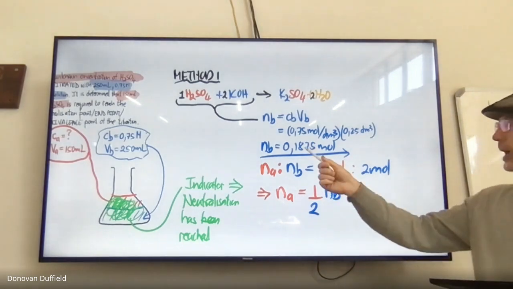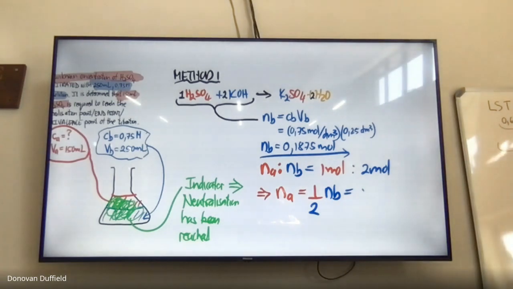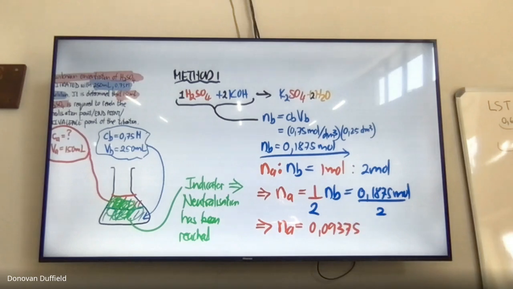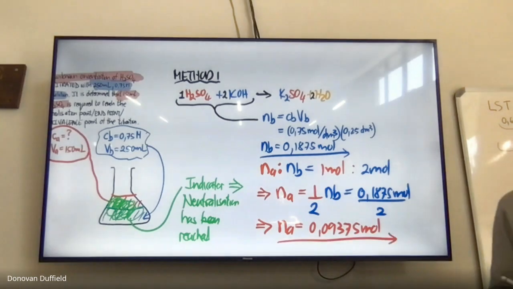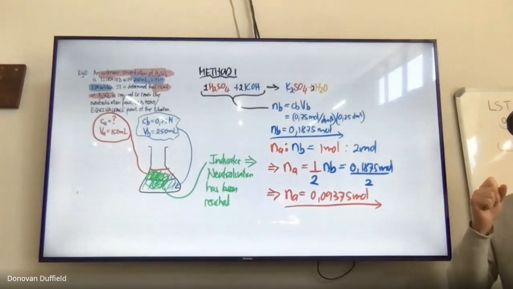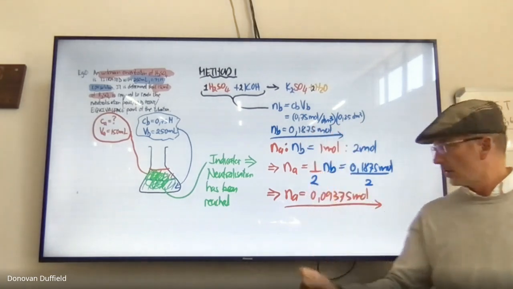So if the base has got 0.1875 moles, then we need half of that. 0.1875 mole divided by 2, that gives us that the number of moles of acid that we needed was 0.09375 mole. In other words, the amount of moles of acid that was required to neutralize that amount of moles of base was that.